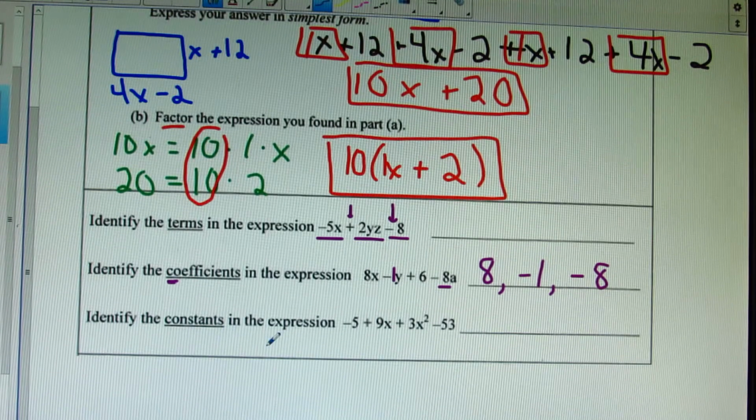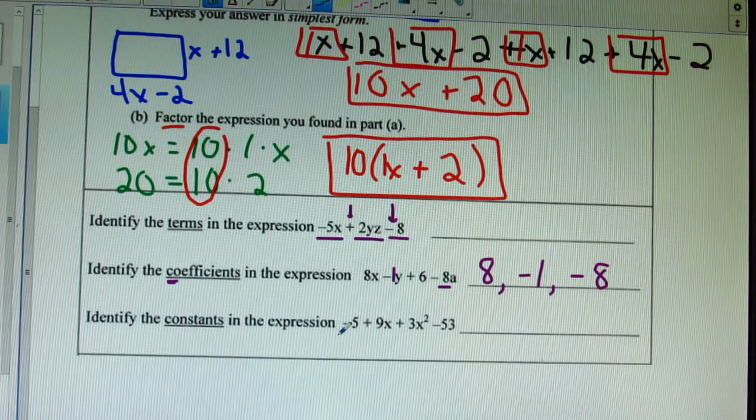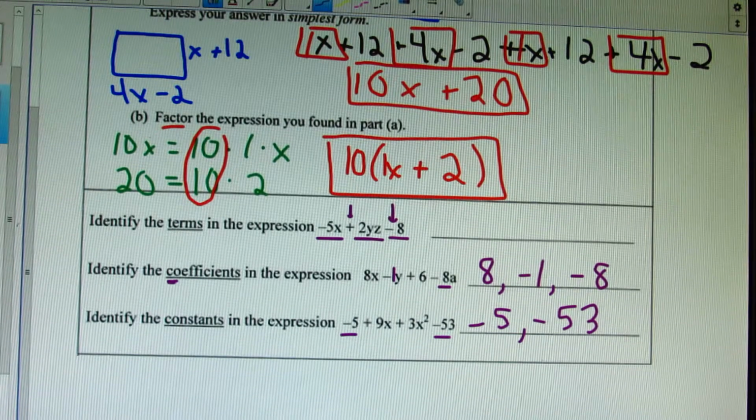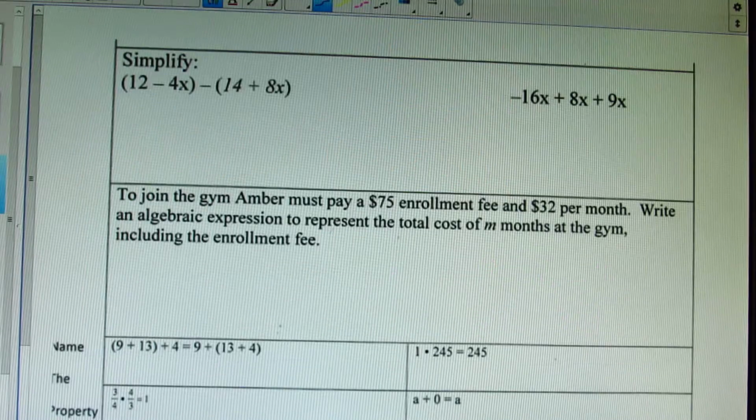Now the constants. Constants always represent the same number. Well, anything with a variable next to it can vary depending on what that variable is. So the only numbers that will remain constant are the numbers that are all by themselves, like negative 5, like negative 53. Those will never change. Their value remains constant. Okay, moving on.